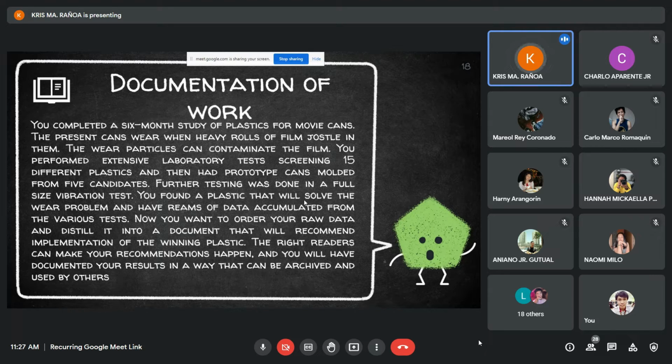Now you want to order your raw data and distill it into a document that will recommend implementation of the winning plastic. The right readers can make your recommendation happen, and you will have documented your results in a way that can be archived and used by others.